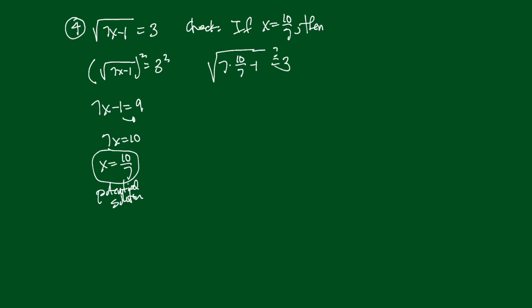I took the 10 sevenths, I put it back into the original. So now the 7's cancel, and I get the square root of 10 minus 1. Is that equal to 3? Well, that's the square root of 9. Is that equal to 3? And it sure is. 3 equals 3, check. So now I conclude that x is 10 sevenths.